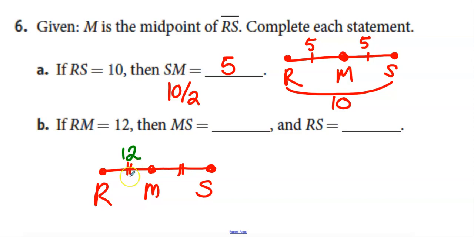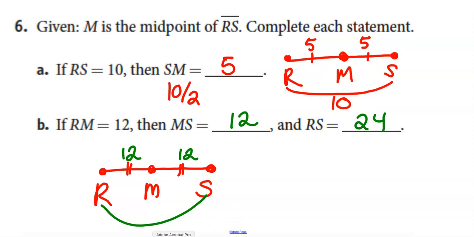Okay, so again, if these pieces are congruent, they're going to be the same. So I know MS also has to be 12. And then it wants me to find the whole thing. I can go back to segment addition postulate, part plus part. 12 plus 12 is going to be 24. Okay. So here are some examples of just straight numbers dealing with midpoints. So again, if you know one part, you know the other part. You can double it to find the whole thing. If you know the whole thing, you can half it, etc.